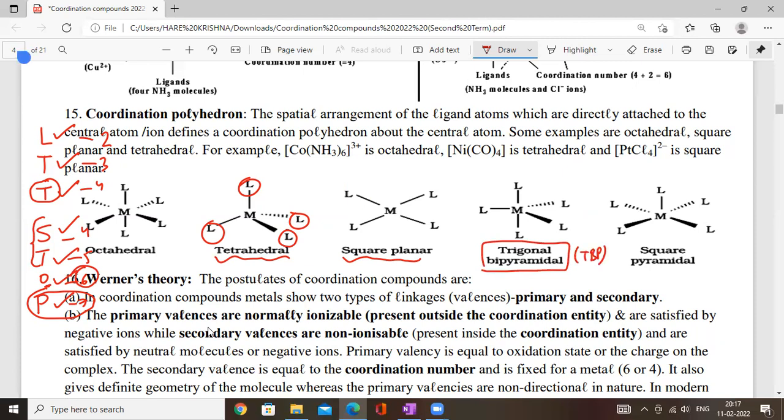So this is how coordination polyhedra basically means the number of ligands which are surrounding, which is able to predict the geometry of the molecule.